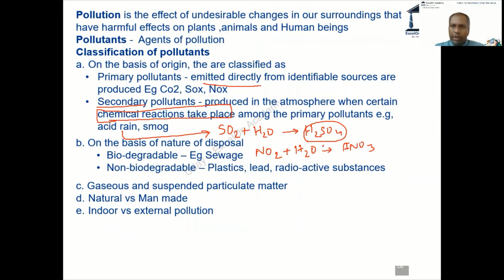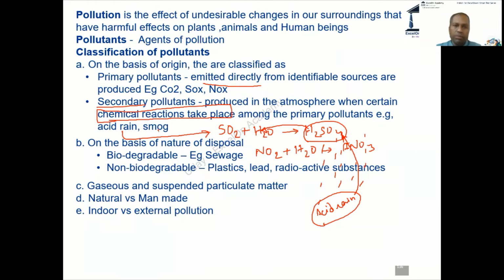Now what can happen if it falls down in the form of rain? That rain has mild, diluted sulfuric acid or nitric acid. So acid rain therefore is an example of a secondary pollutant. Why? Because it is caused by sulfuric acid, which is caused by sulfur oxide and water reacting in the atmosphere. That's what it says: produced in the atmosphere when certain chemical reactions take place. Okay, so this is acid rain.